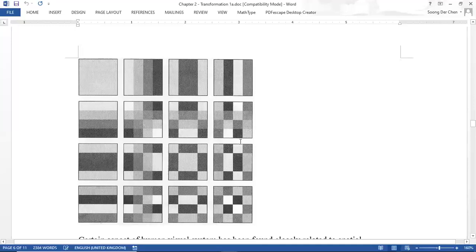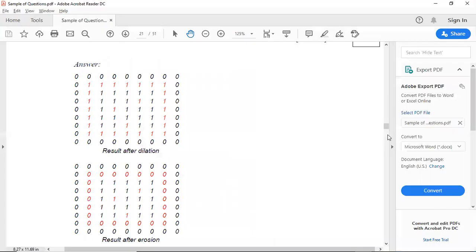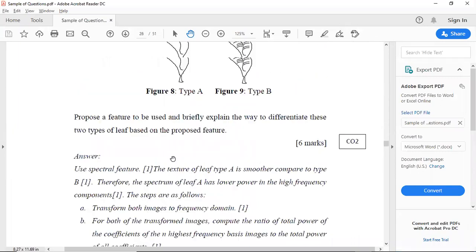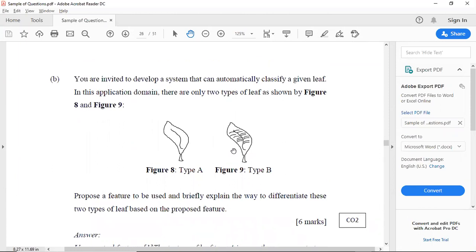Okay. So where do we use this? You use this when it comes to analyze texture. Like for example, in this case, we want to differentiate the two types of surface, the leaf of type A and type B. So type A, you can see the surface is smooth. Type B surface is coarse or rough. So if you want to differentiate the two, then you need to do transformation.